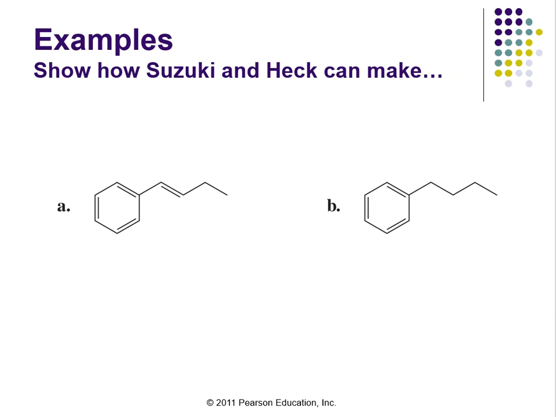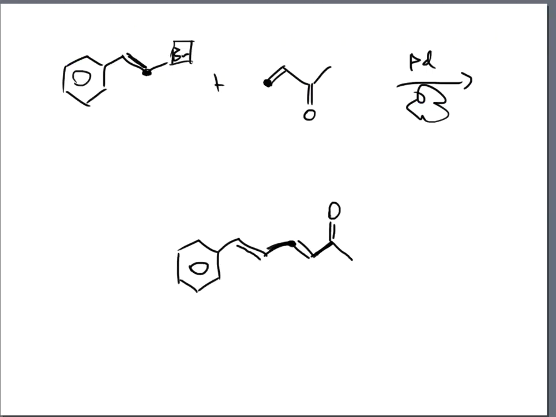So, in this video and in this example, we're given a task, and that task is to make these products A and B using Suzuki and Heck. I first want to focus on Heck, and the reason is because, heck, we just did it. Okay? So, we're going to focus on part A, and we're going to talk about how to use Heck in order to make that particular product.